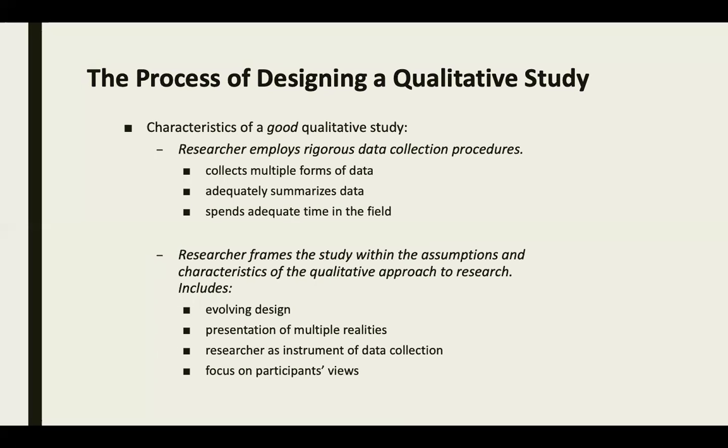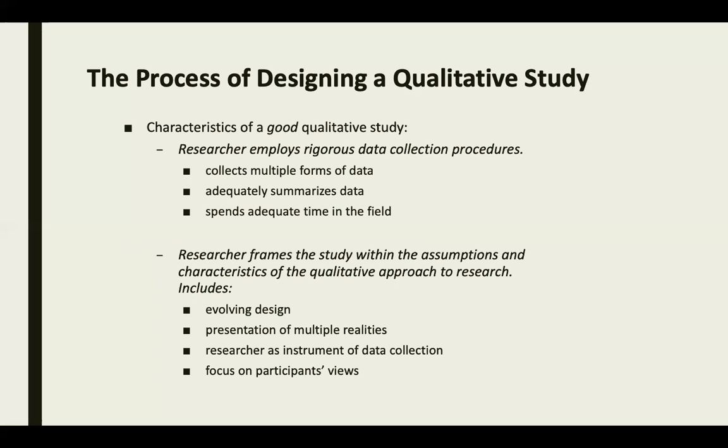What makes a good qualitative study? Rigor, robustness, transparency, they are keywords. So the researcher employs rigorous data collection, can collect multiple forms, that helps with triangulation, adequately summarizes the data, and also spends adequate and appropriate time for your research question, because your research question will determine how much time is required in the field also.